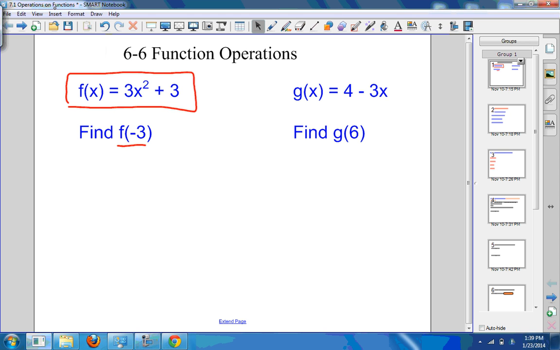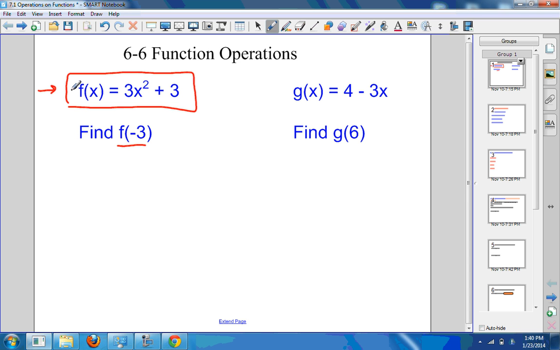Welcome. This is Function Operations. You can find it in Chapter 6, Section 6 in your textbook. We're going to take a step back and review functions real quick. You should remember functions we looked at before. We read this, f of x, or a function of x, is equal to 3x squared plus 3.